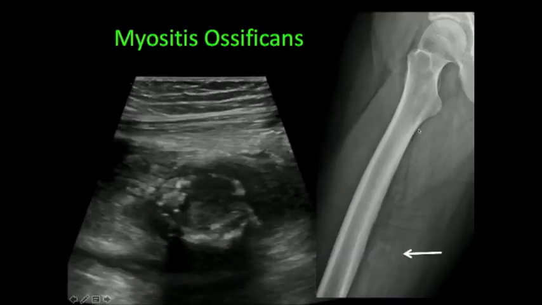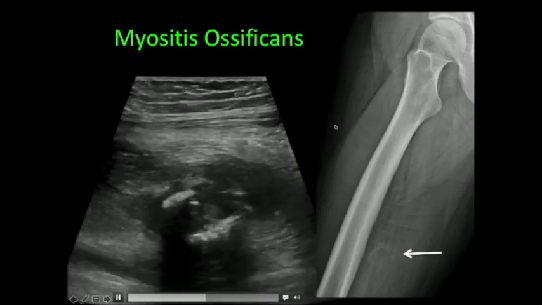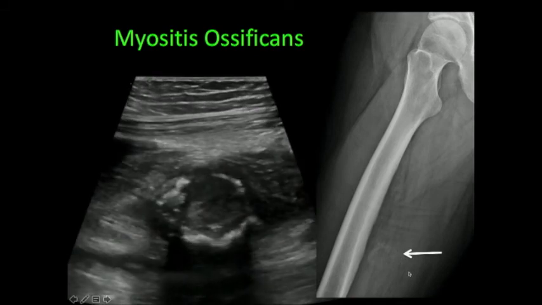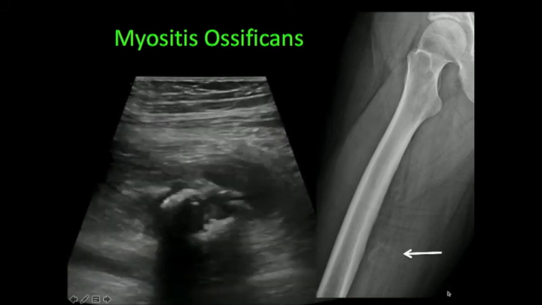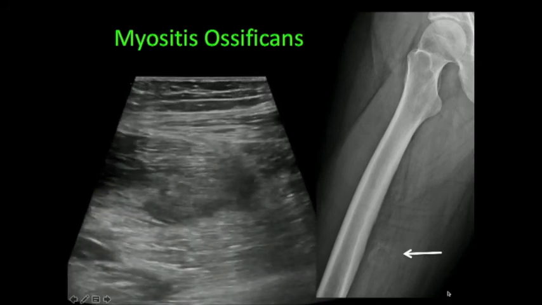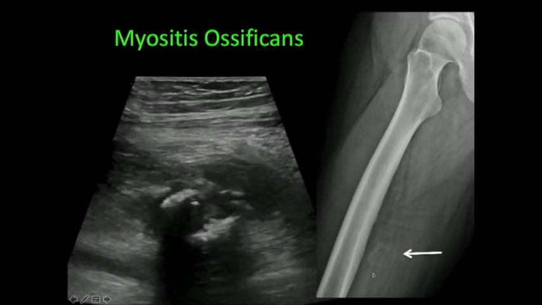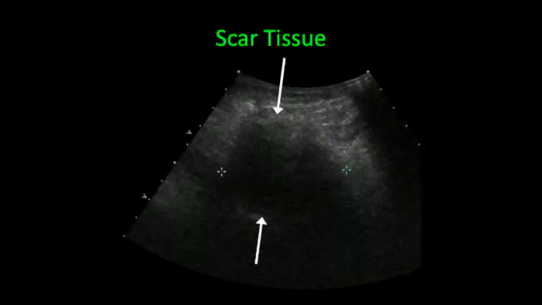Lastly, I want to talk about a couple of mass mimics. So if you see a focal mass in the muscle with a lot of calcification, and if you're lucky to have an X-ray to correlate it where you can see the calcification, this may be myositis ossificans. So to ensure this, you want to think about the patient history and then potentially do a follow-up, but you don't want to mistake this for a malignancy.